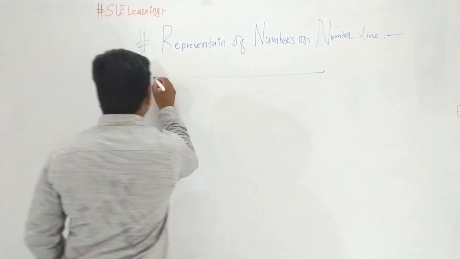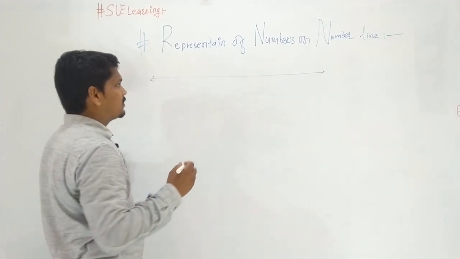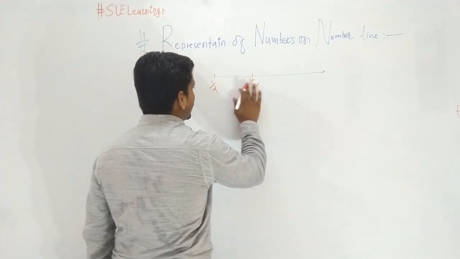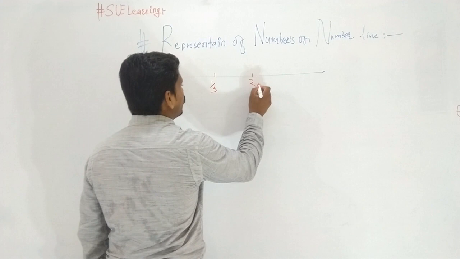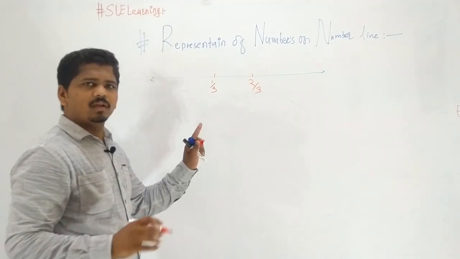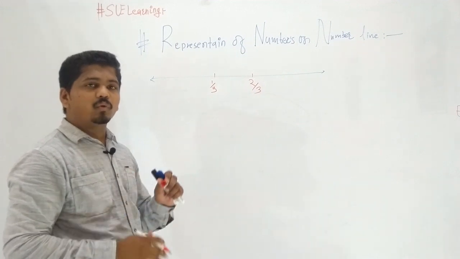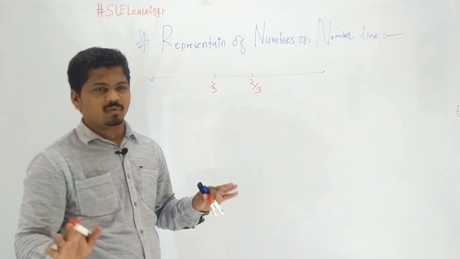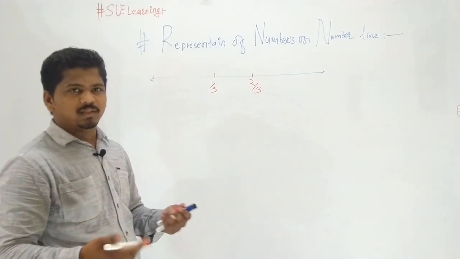This is your number line, and you want to find rational numbers between 1 by 3 and 2 by 3. These two are rational numbers, right? We want to find rational numbers between these two numbers. I am saying there are infinitely many rational numbers between these two numbers, and how they look we are going to see.